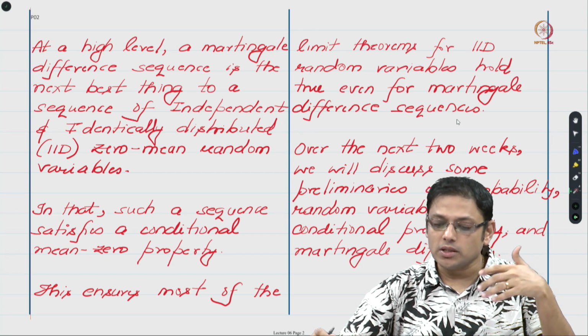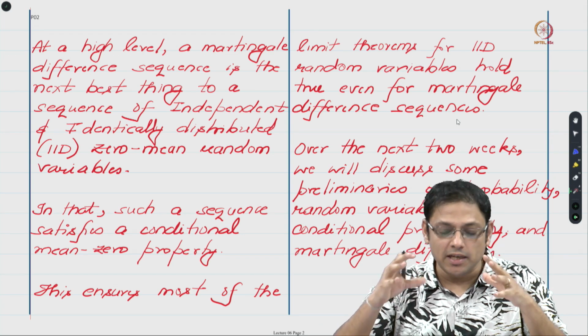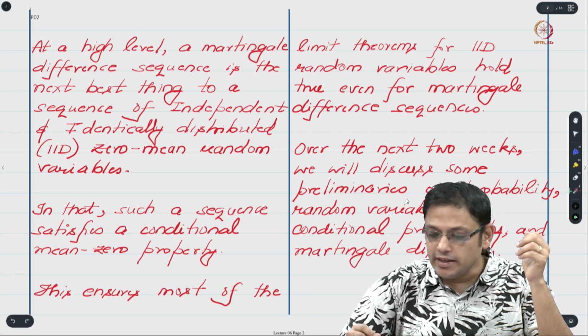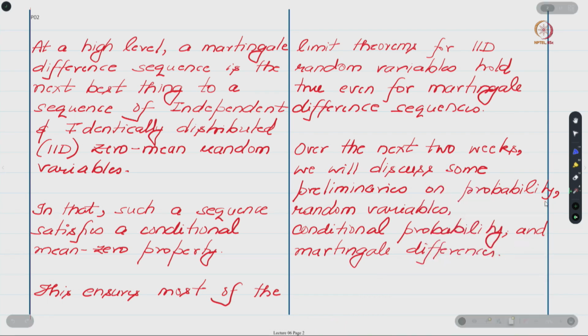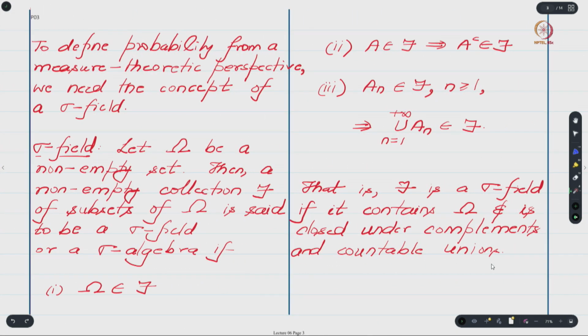Okay, so as I said, over the next 2 weeks we will go over some basics or preliminaries of probability, so that we can understand what this martingale difference sequence is, what I mean by the limit theorems applying, and so on and so forth. In particular, over the next week you will see me discussing some basics of probability, random variables, and conditional probability, and in the following week we will be talking about martingale differences. Okay. So with this in place, let us begin our discussion on probability from a measure theoretic perspective.